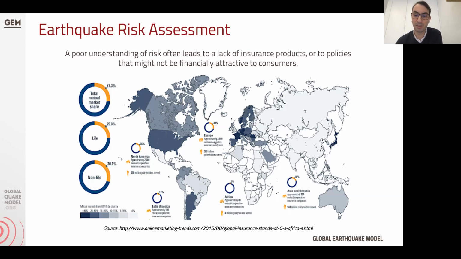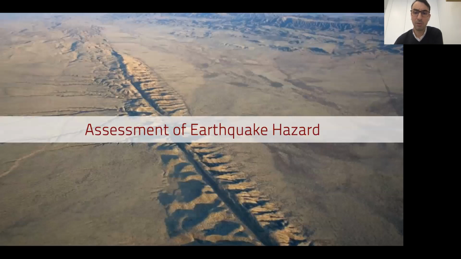So they will probably make some of these products a little bit more expensive than they should be if they were to have better information. So with that, we understand that it is quite important for us to improve our understanding of earthquake risk for various regions. I'm only mentioning a few.